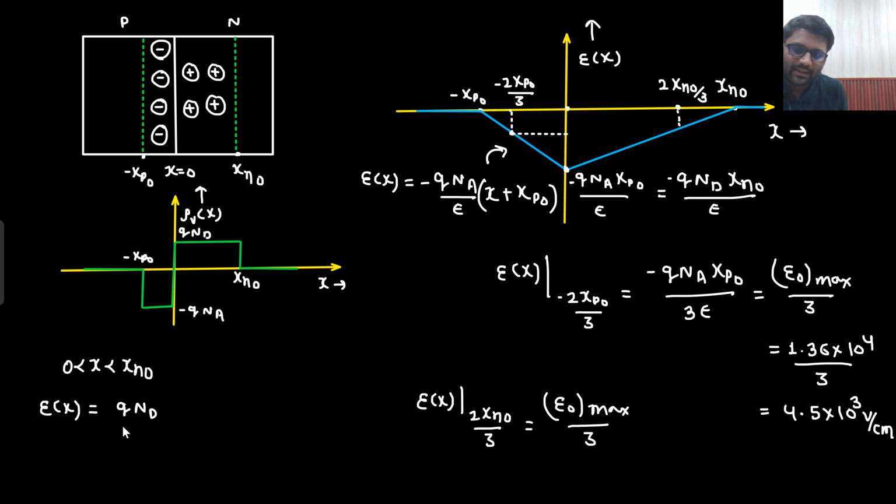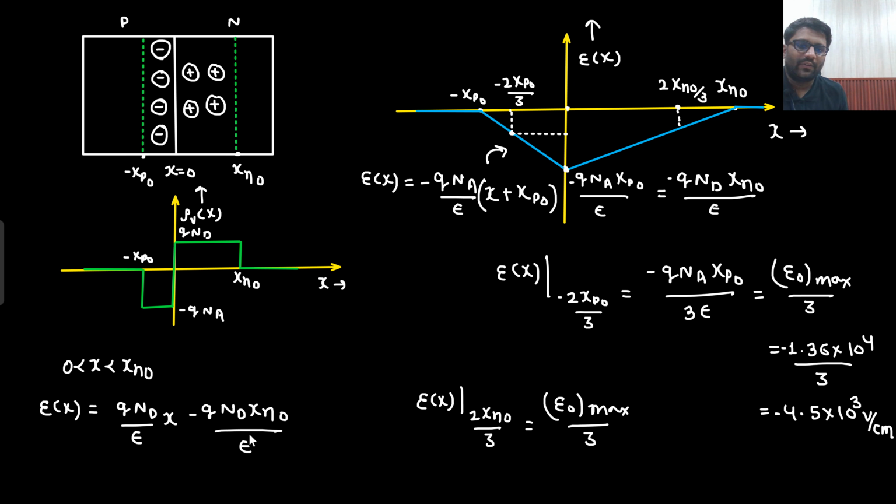So qNd by epsilon times x, and now at x equals 0, what will I be getting? I will be getting this much value. So qNd xn naught by epsilon. Yeah, so this is the answer you will be getting. In both cases the answer would be negative, the electric field would be negative, so there is no need to mention that it is negative only.